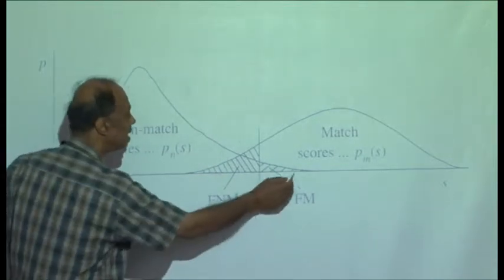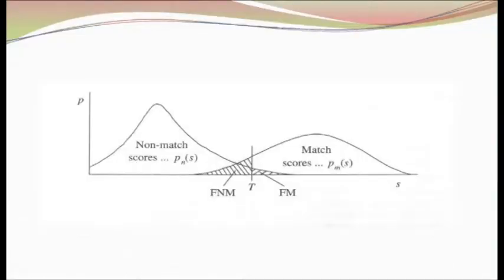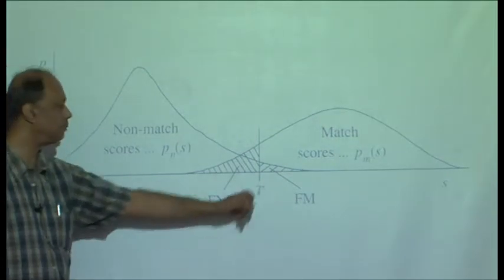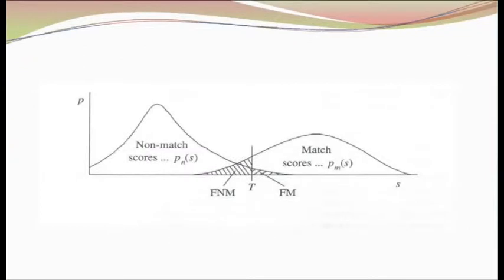That means these people, even though they are imposters, will be accepted, and that is known as a false match. The total number of cases out of these occurrences will be your false acceptance rate. And these people, because of this threshold, will wrongly not be accepted. This is known as a false non-match.